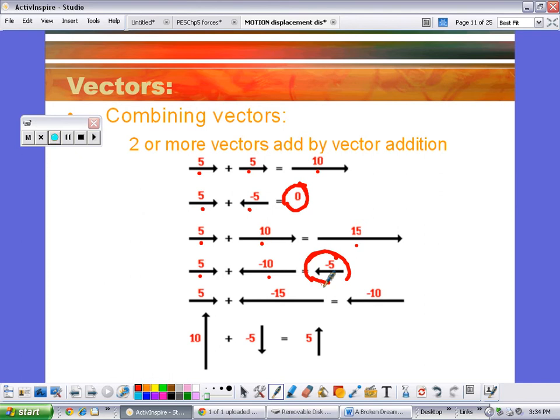So I would take a few of these and write down examples of adding vectors. Now note that they don't have to be horizontal, it could be vertical. They can be going up and down. So take a moment and write a couple of these down on your note taker as examples.